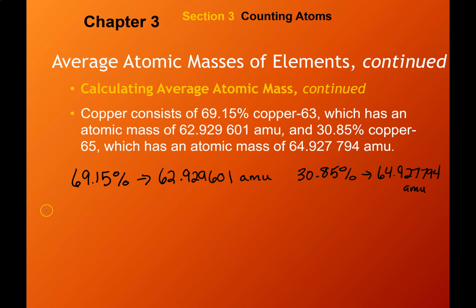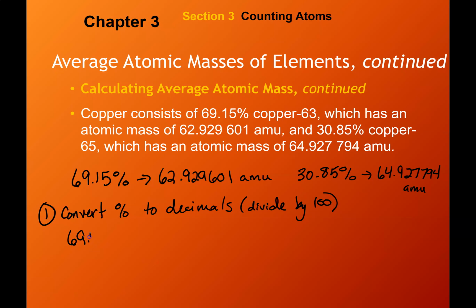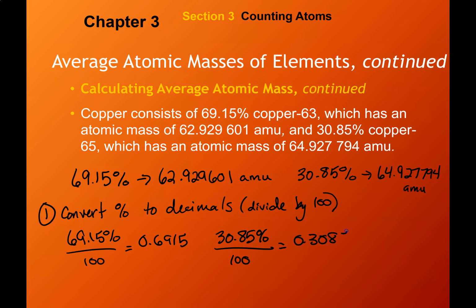So in order to figure out what our total mass is going to be, step one is to convert percentages to decimals, and in order to do that, we divide them by 100. So we take our 69.15%, divide by 100, and we get 0.6915. And then we do the same thing for our 30.85%, divide that by 100, and we get 0.3085.